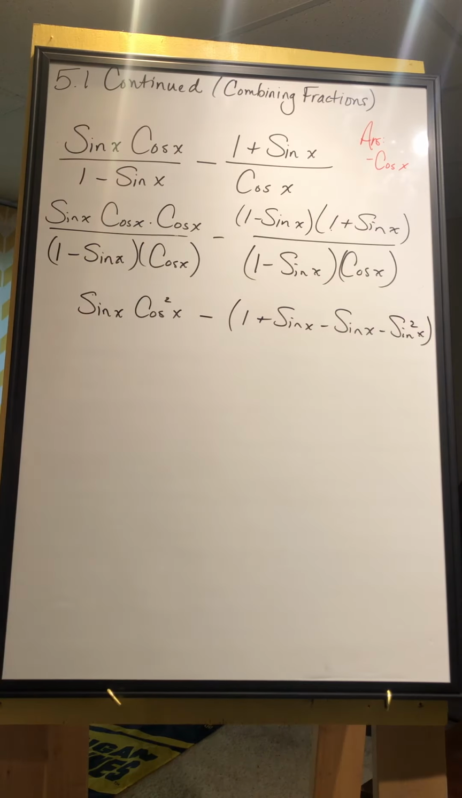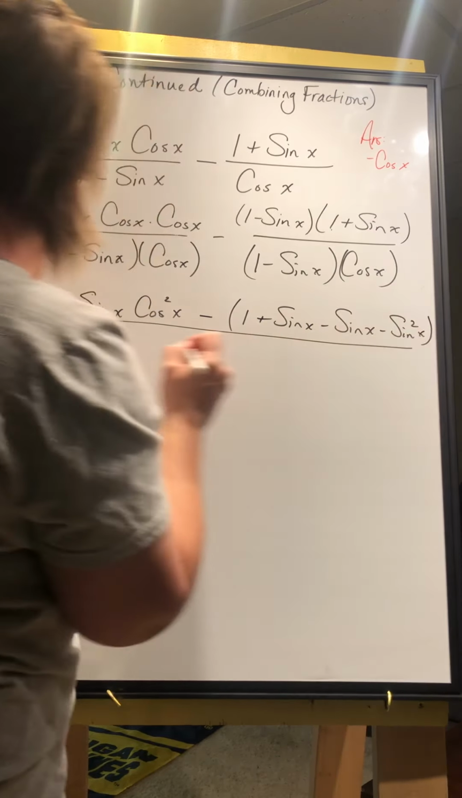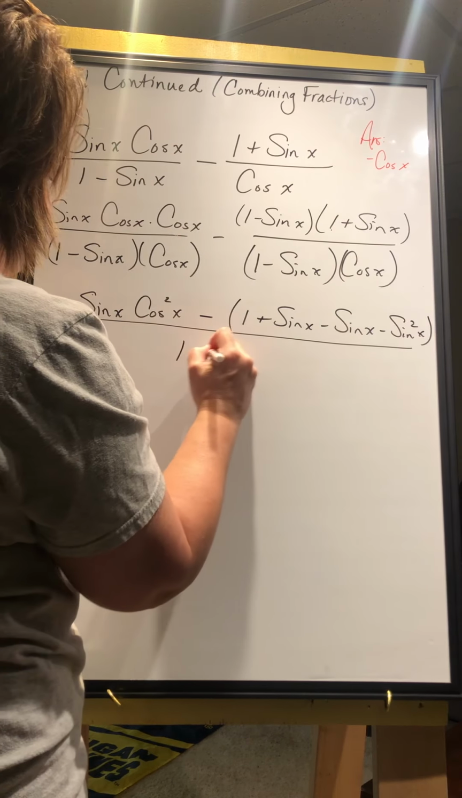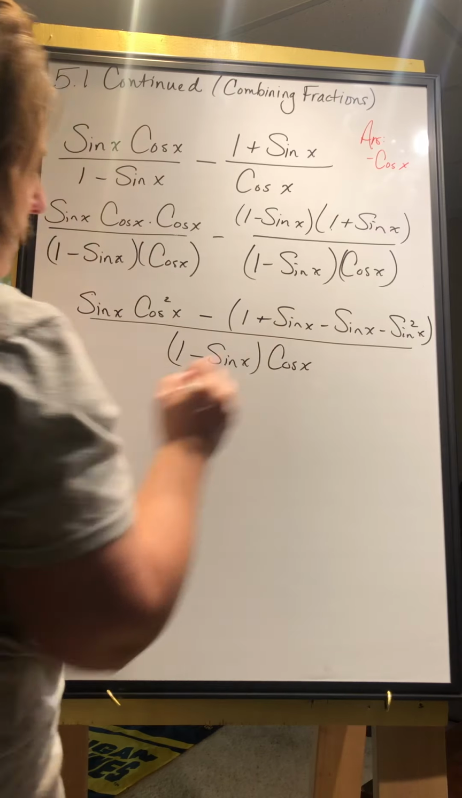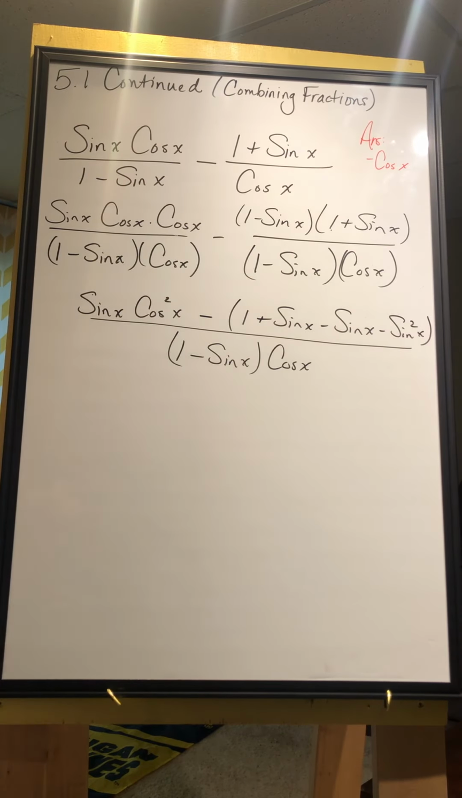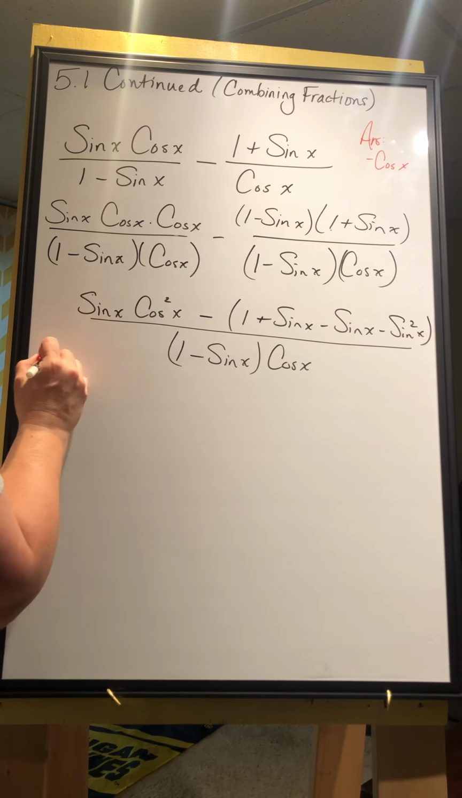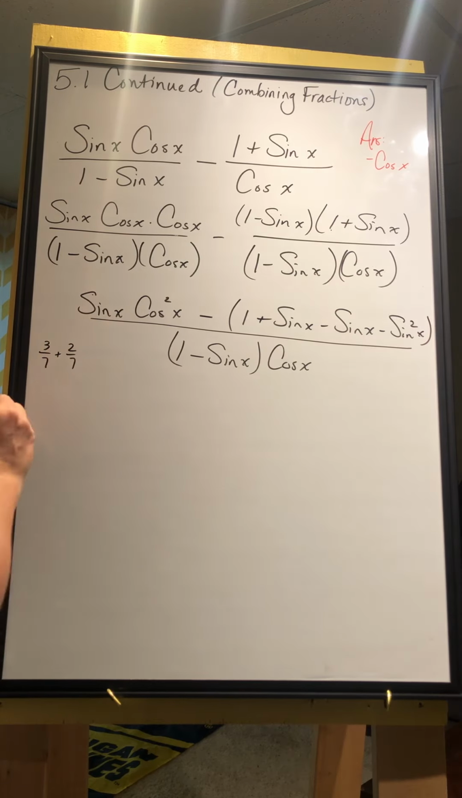So that's the numerator. We got common denominators, so we know that the denominator is 1 minus sine x times cosine x. And I only have to write that one time. It's just like if you have 3/7 plus 2/7. I'm putting the numerators together to get 5. I keep the denominator, so it would be 5/7.